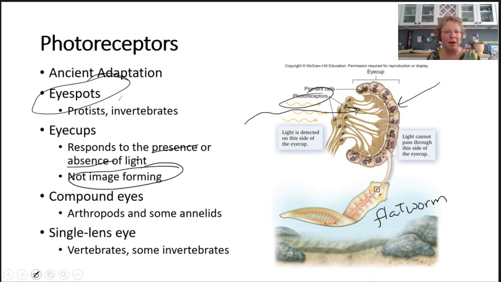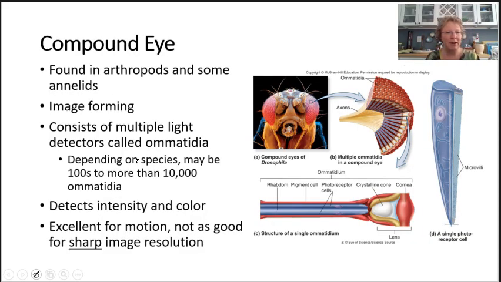Compare that to the compound eyes found in many arthropods and some annelids. We'll look at a picture of that next. And the single lens eye found in vertebrates and some invertebrates. So the compound eye, which is found in arthropods and some annelids, is actually image forming. It consists of multiple light detectors that are called ommatidia. So here's a diagram of one ommatidium. You see a clear membrane, a little crystal cone for a lens, and then here are our photoreceptor cells.